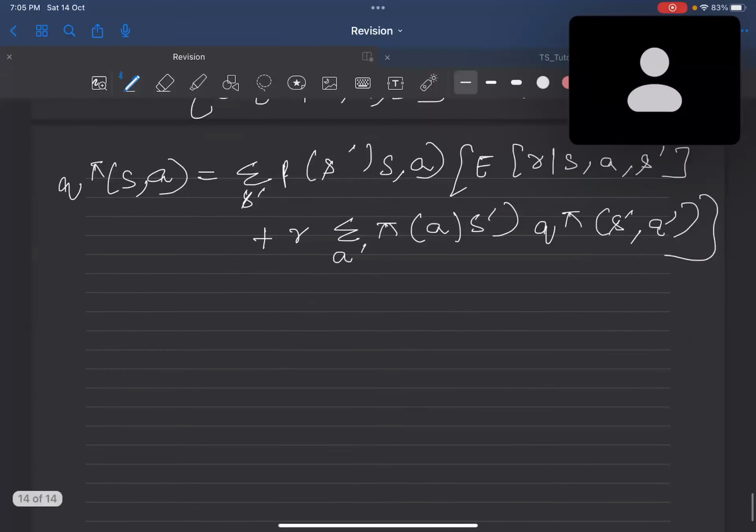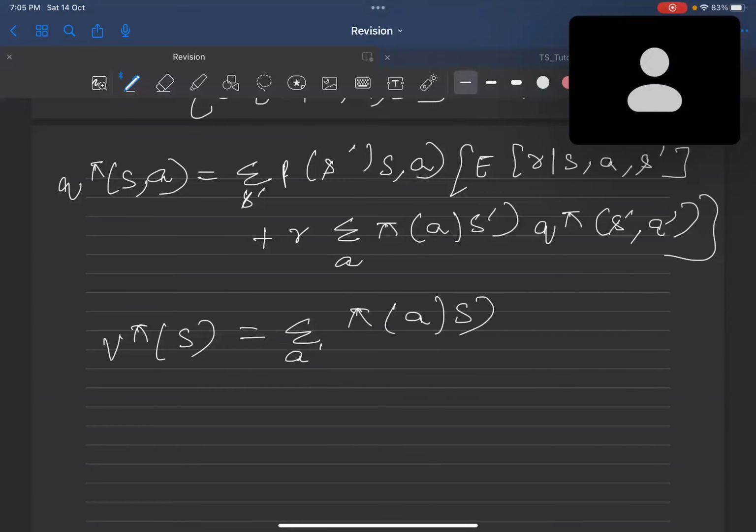I'll write it. V pi of S is equal to, I think it's summation of A only, pi of A. I can write simply this. Let's leave that.